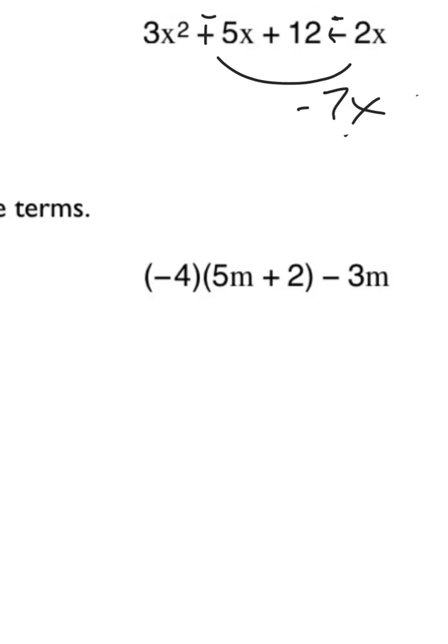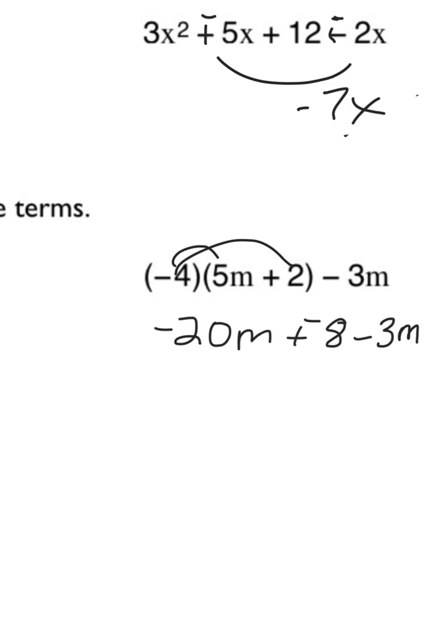Do this one, and then check for the answer. It's not as hard as the other one. So on this one, we're going to do -4 times 5m, which gives me -20m. That's -4 times 2, which gives me -8. And I'm going to subtract 3m. And combining the m's, that's going to be -23m minus 8.